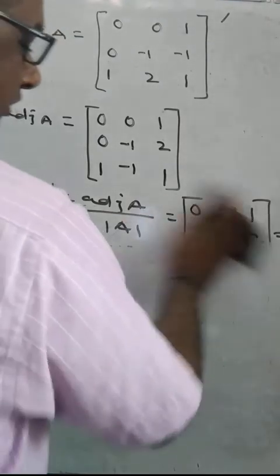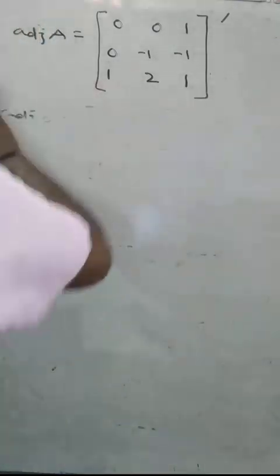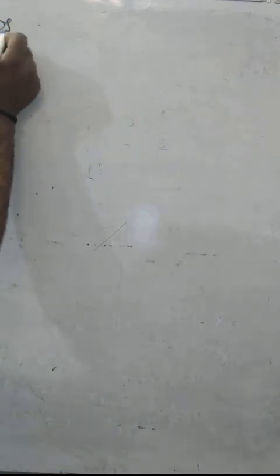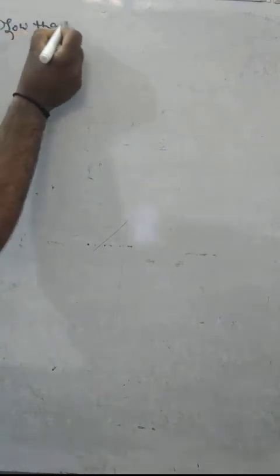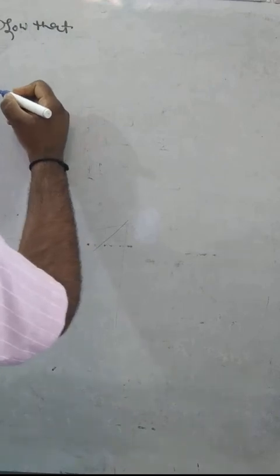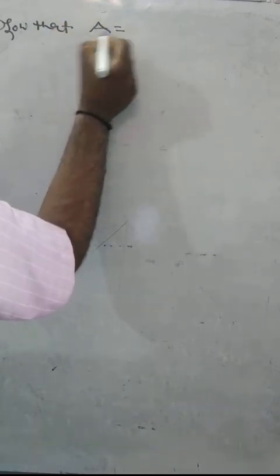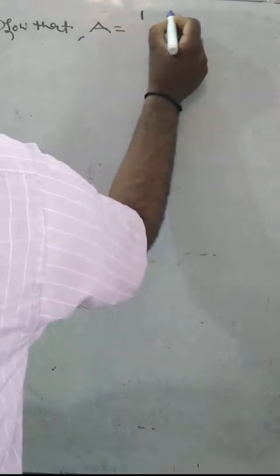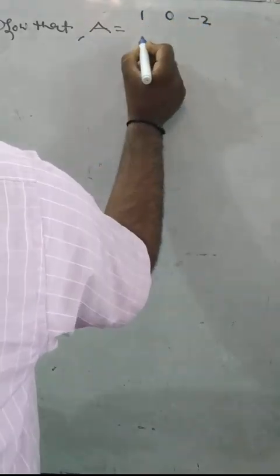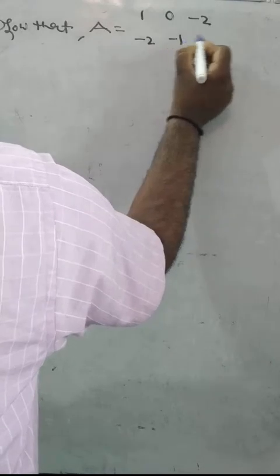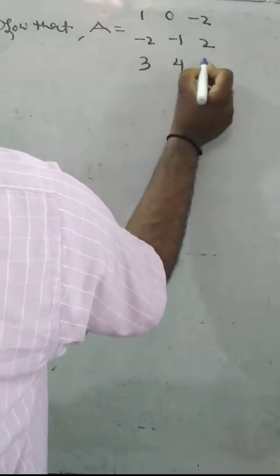Okay. Now we have to move to the second question. The second question is, A is equal to 1, 0, minus 2, minus 2, minus 1, 2, 3, 4, 1.